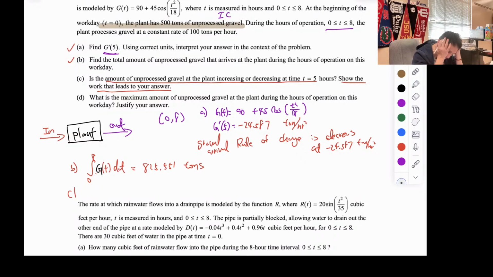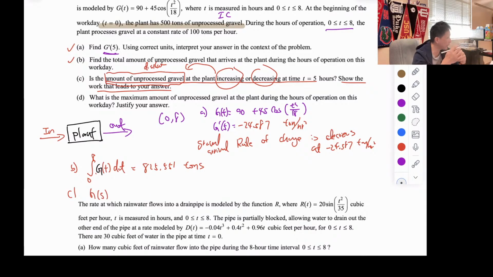So they say amount. The subject is the amount. So that means this is a displacement, right? But the increasing or decreasing of the displacement is what? Velocity. Which in this case, I'm looking for what? G of 5, G prime of 5, integration of 5. What is it? G of 5. Thank you. So this is G of 5.